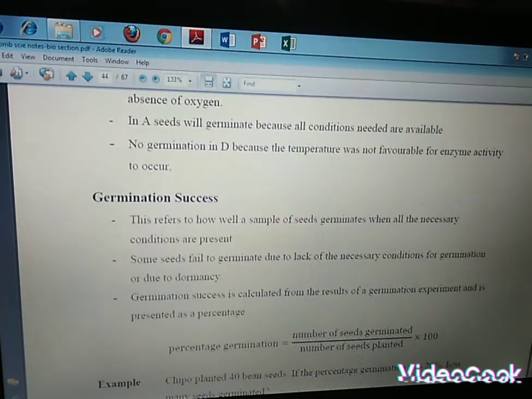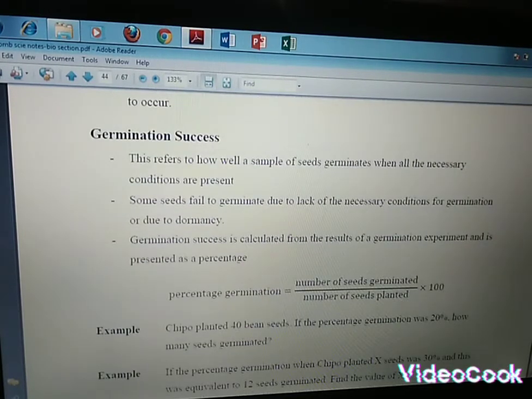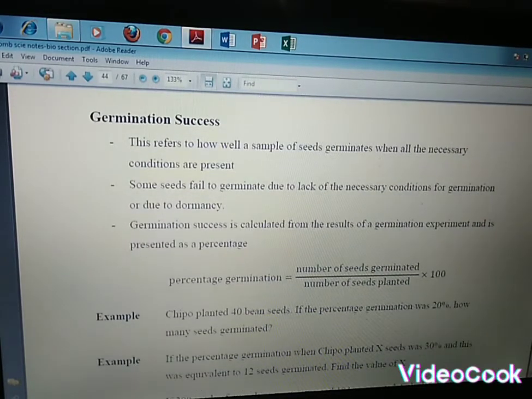What about D? There's no germination in D. Why, guys? It's because the temperature was not favorable. 4 degrees, it's very cold. Because of that, there was no success in germination, right? So with that being said, we then move on to germination success.